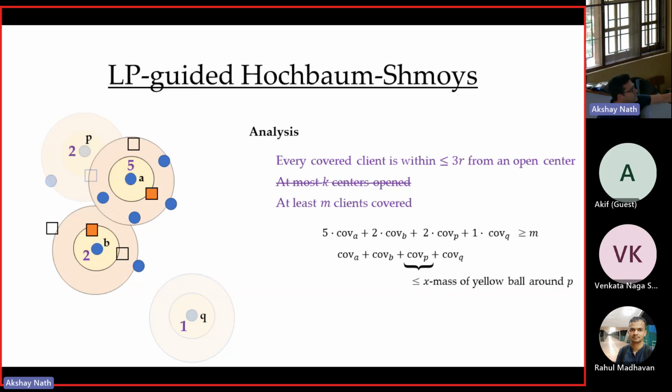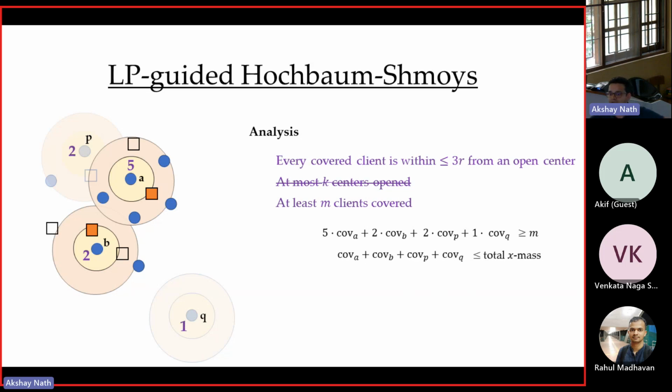So what does that mean? It means that if I sum the coverages of the representatives, that is at most the X mass of the A ball plus X mass of the B ball plus X mass of the Q ball plus X mass of the P ball. But these balls, if you remember, are disjoint. So if I sum up these X masses, no double counting is happening. So that sum of the balls is at most the total X sum overall. That's what is written there.